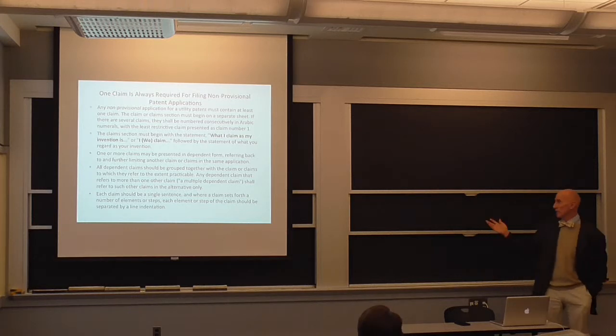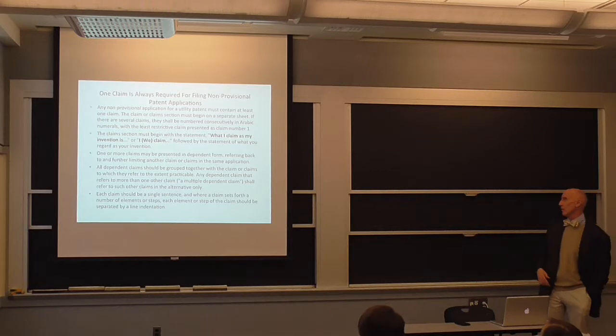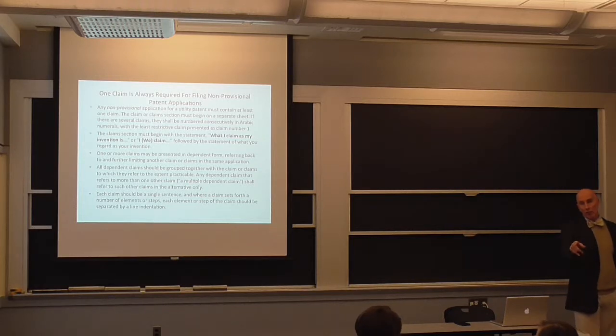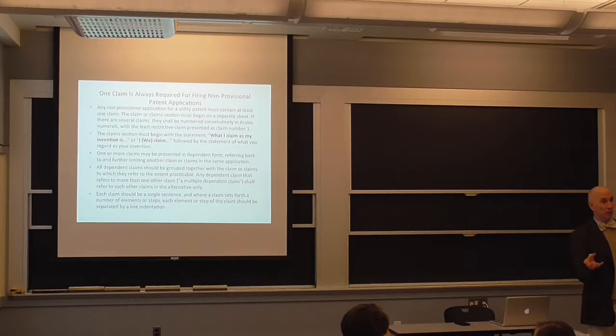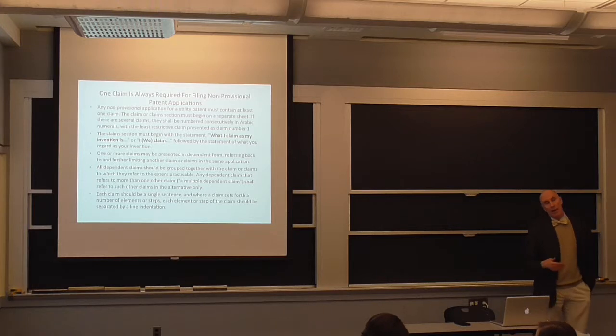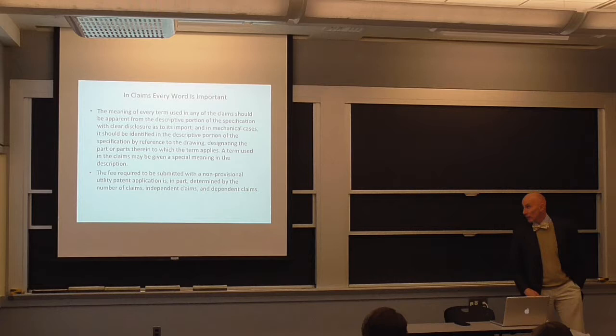Each claim should be a single sentence, and where the claim sets forth a number of elements or steps, each element or step of the claim should be separated by a line or indentation. You'll see a section in this application called objectives, and it's almost the same. Quite frankly, if you took the objectives section of this and put the words, what I claim as my invention is, you have your claim section. So that's a very good example of how a provisional application can be a leg up on a non-provisional application.